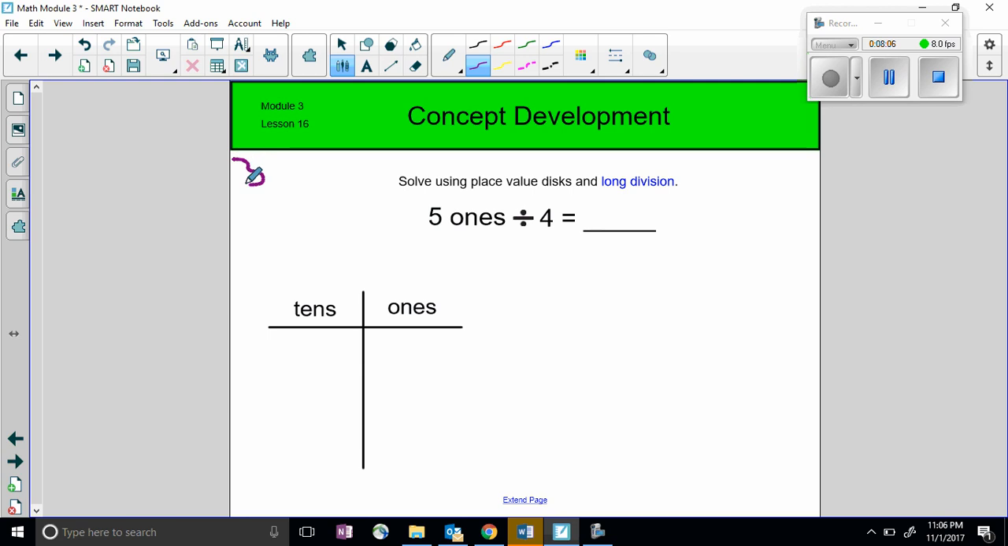Now we're on problem 3. Yes, I did that on purpose. At least that's what I'm going to say.